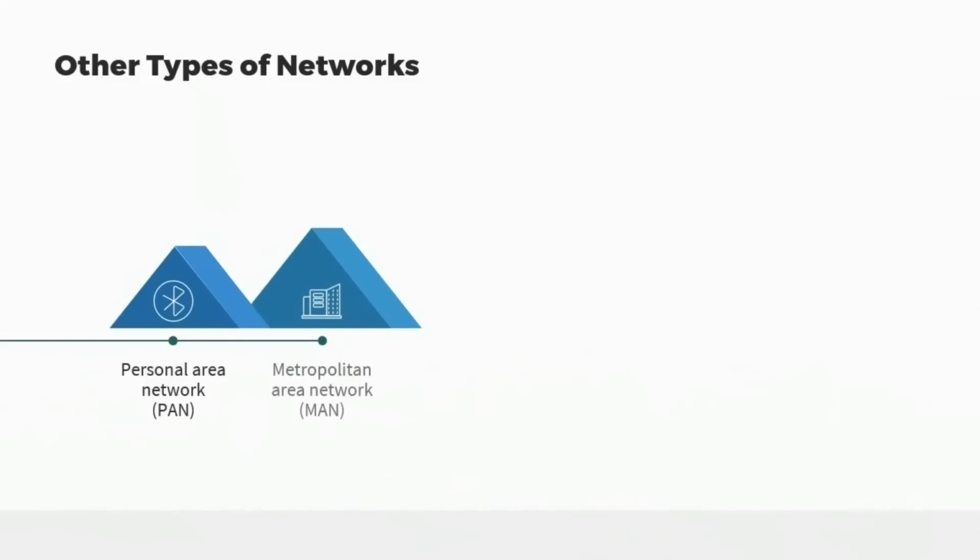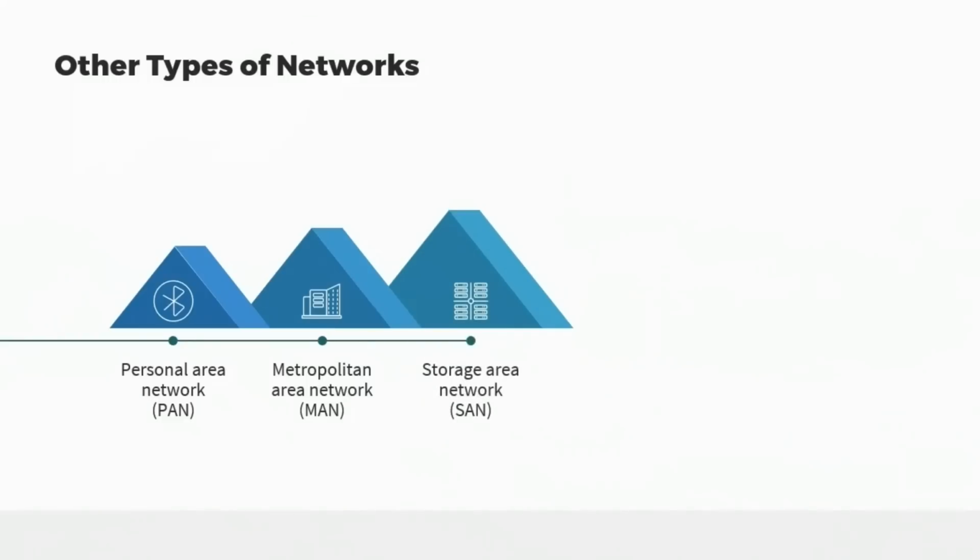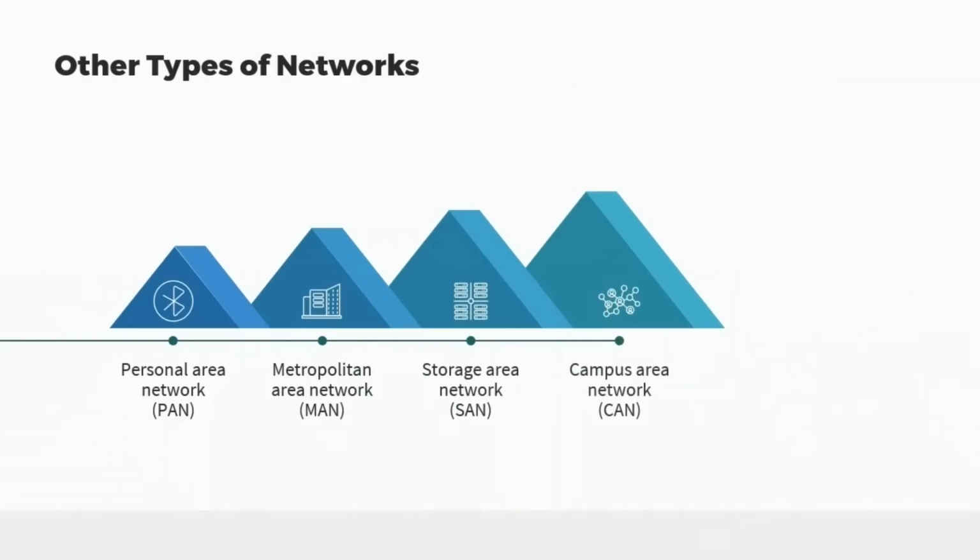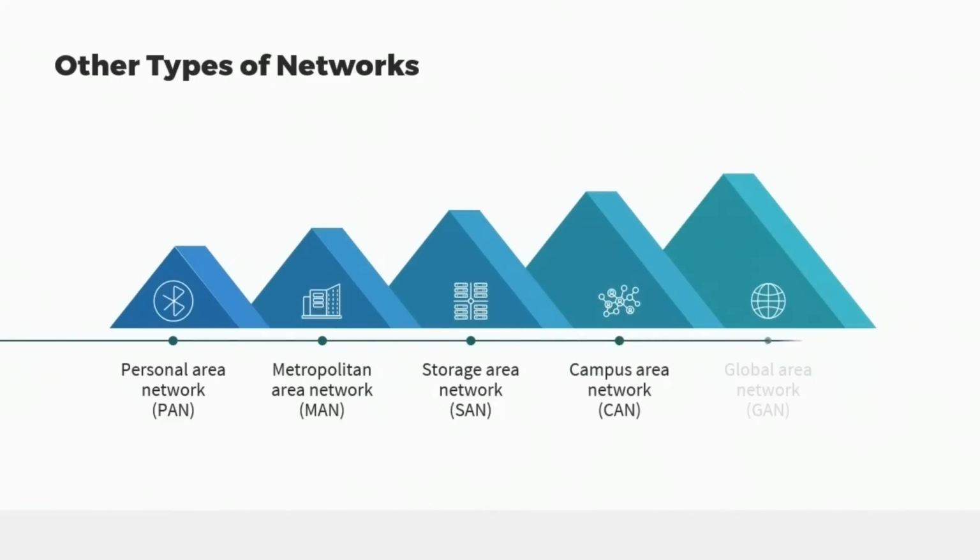Other types of network configurations that are related to LANs and WANs include the Personal Area Network, or PAN, the Metropolitan Area Network, or MAN, the Storage Area Network, or SAN, the Campus Area Network, or CAN, and the Global Area Network, or GAN. Personal refers to a collection of devices usually connected to each other using Bluetooth. For example, if you have a laptop, a smartphone, and a tablet that can all synchronize with each other, that is one example of a PAN.